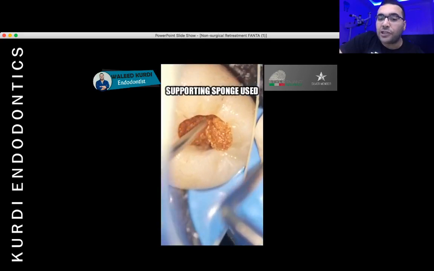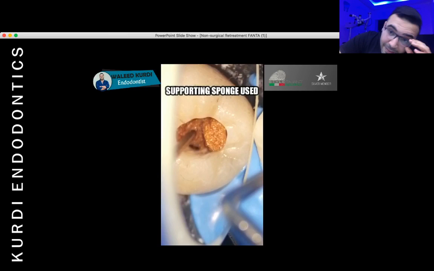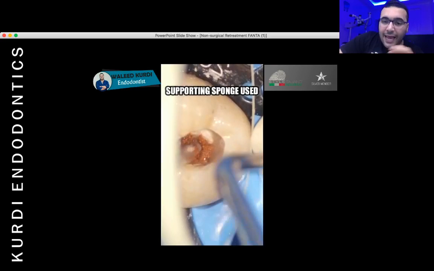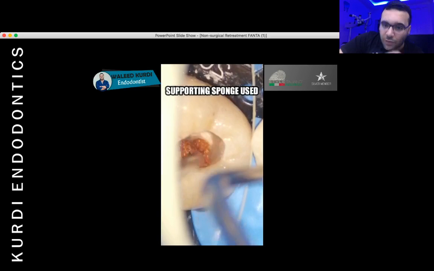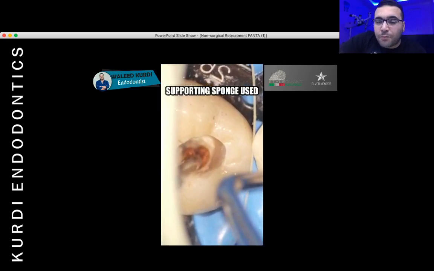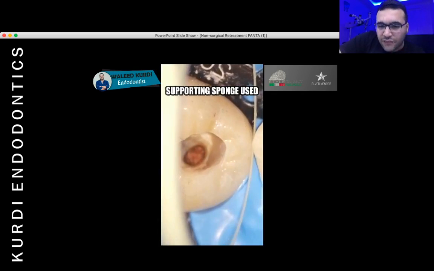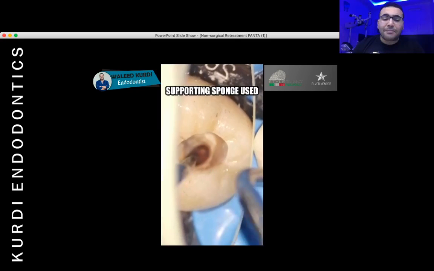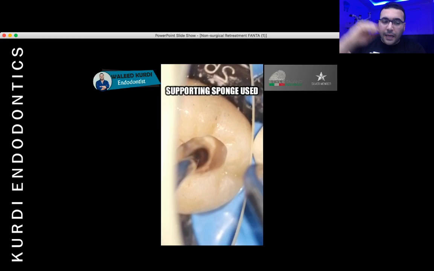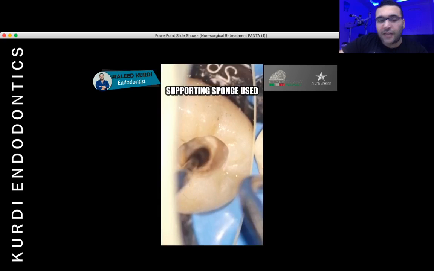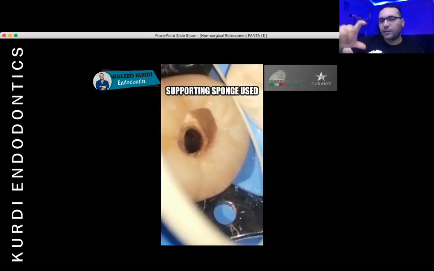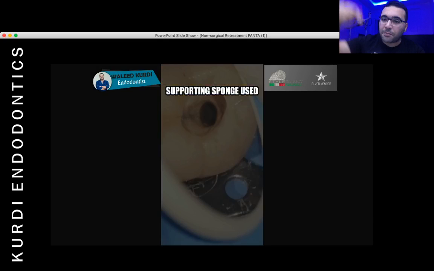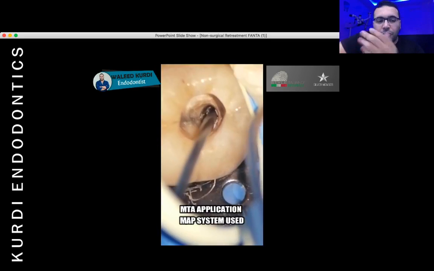And then in the second visit I have this kind of dry canal, so I decided to start my obturation, but the apex was a little bit open, so in such cases I always prefer to put MTA. Before putting MTA I put this kind of supporting sponge cellulose, this one is from Coltene, and I adapt it beyond the apex. Of course I know the length previously with the apex locator, and I adjust my plugger to the length.